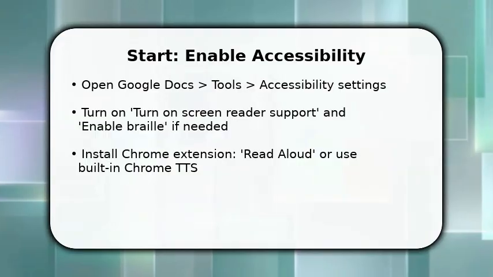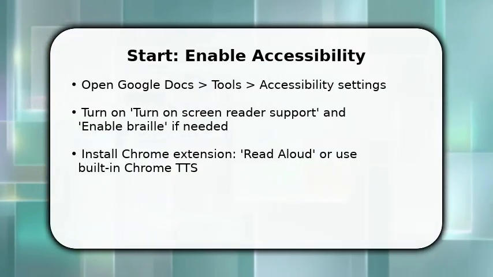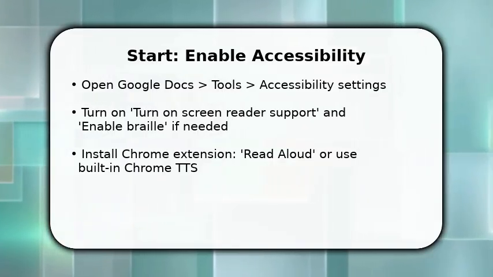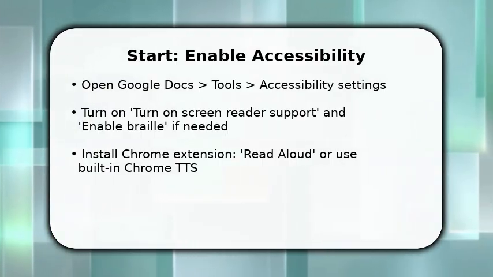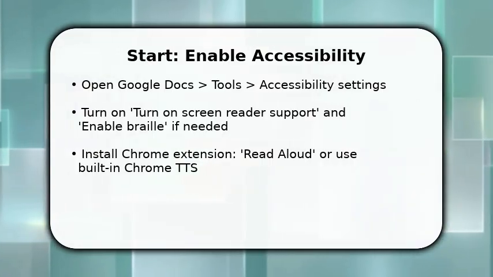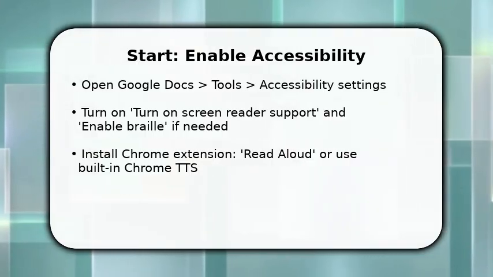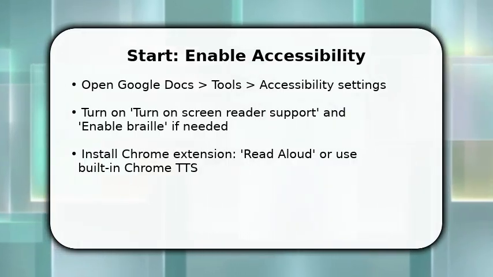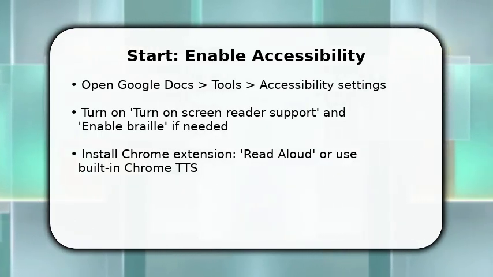You begin by enabling accessibility and adding a TTS extension. Open Google Docs and go straight to Tools, then Accessibility Settings, toggle Screen Reader Support on. Once done, install a reliable Chrome extension like Read Aloud if you prefer extra voices. Make sure Chrome's system TTS is set to the voice and language you want, because the extension will use those defaults. Doing this first cuts setup time and ensures your document will speak correctly when you launch playback.